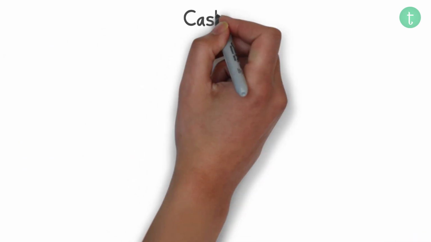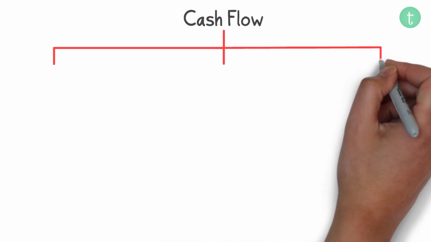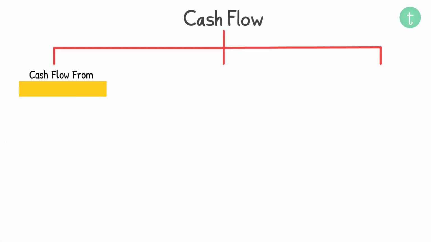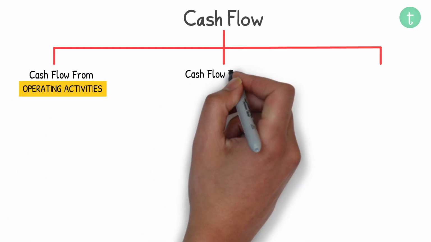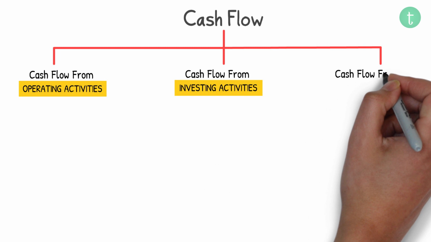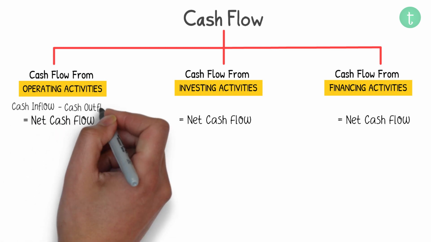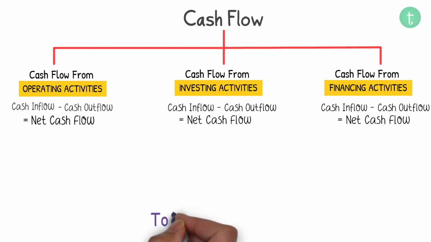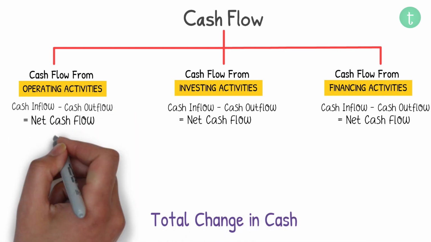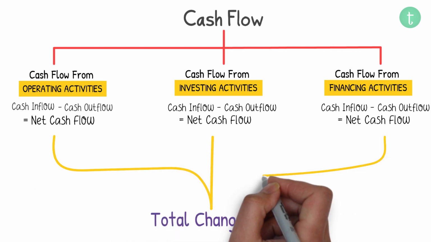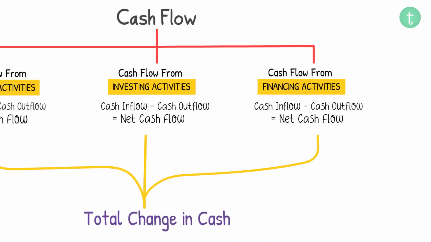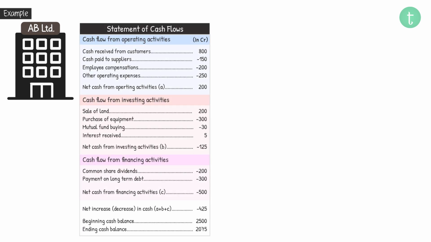The cash flow statement divides a company's cash flow into three parts: cash flow from operating activities, cash flow from investing activities, and cash flow from financing activities. For each of the three parts, the net cash flow is calculated by subtracting cash outflow from cash inflow, and then the total change in cash for the company is determined by adding the net cash flow from all the three types of activities. For example, let's consider AB Limited, a company whose cash flow statement is as follows.